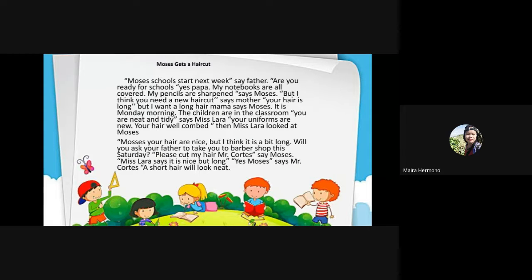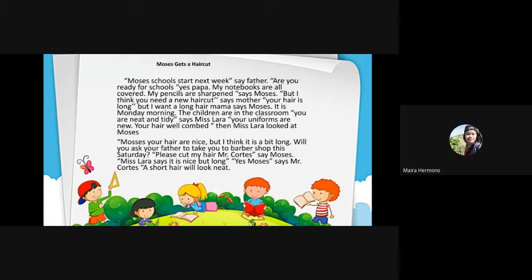Miss Abby, can you please read Moses Gets a Haircut? Okay. I will read it again. Moses could start next week, says father. Are you ready for school? Yes, Papa, my notebooks are all covered. My pencil are sharpened, says Moses. But I think you need a new haircut, says mother. Your hair is long, but I want a long hair, Mama, says Moses.